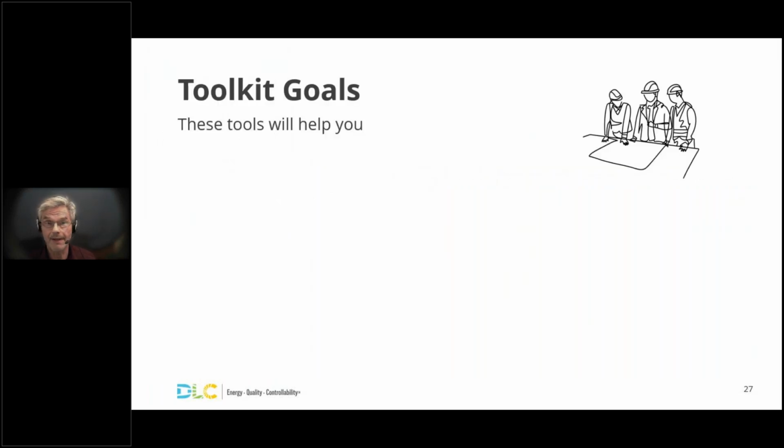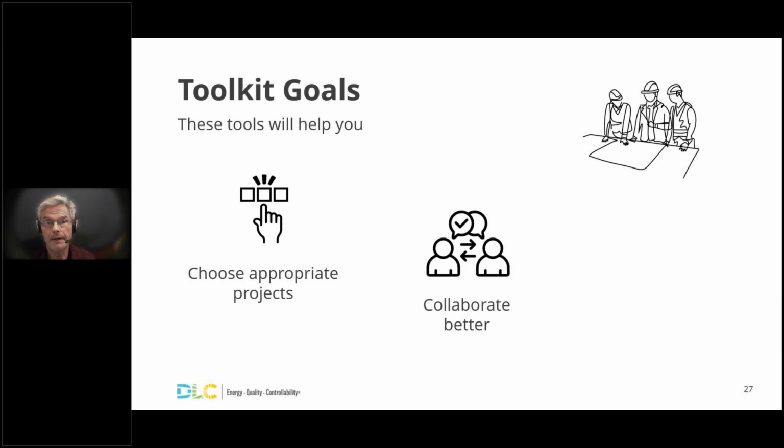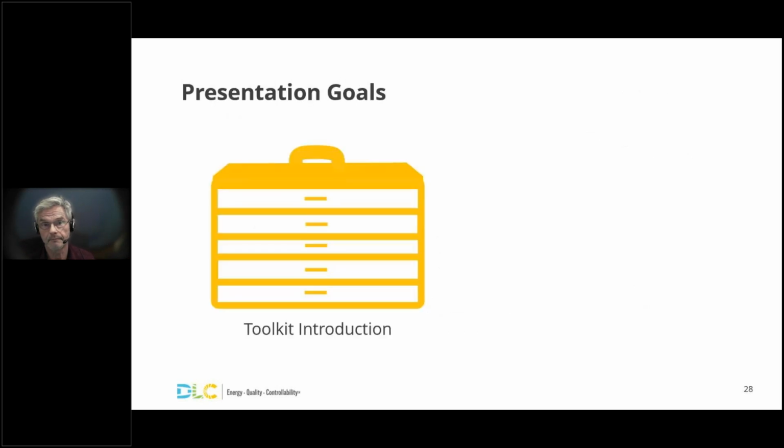The toolkit, when you get it downloaded, will help you choose appropriate projects for integration that are likely to save energy at a reasonable price. It will help everyone on an integration project work together more effectively, and it will help your team create successful projects that save energy by providing lighting, thermal comfort, and ventilation only when and where they are needed.